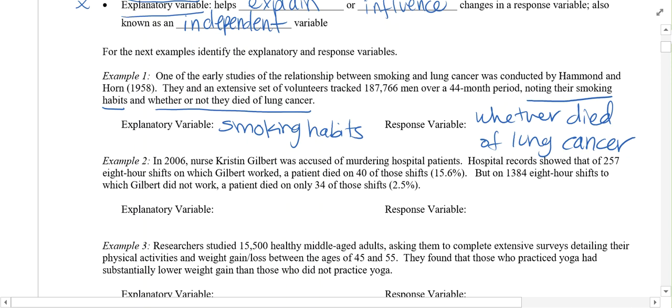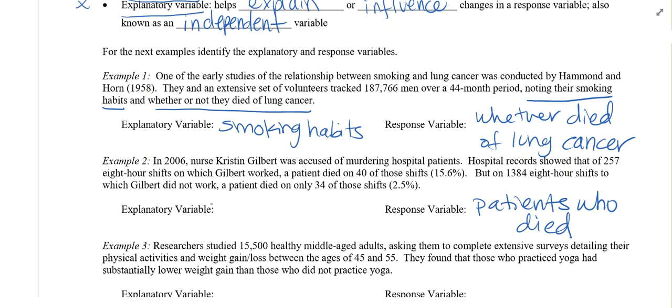Okay, so what is going to explain? Sometimes it's easier to find the response variable. What are we trying to explain? We're trying to explain patients who died, or patient deaths. And what are they trying to use to explain whether patients are dying? It's whether she was working. So whether Gilbert was working.